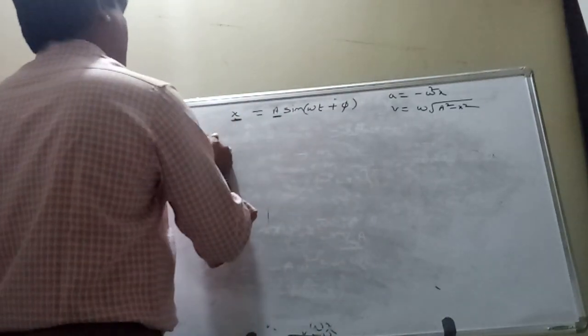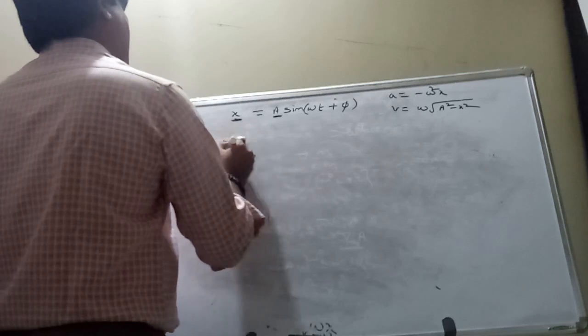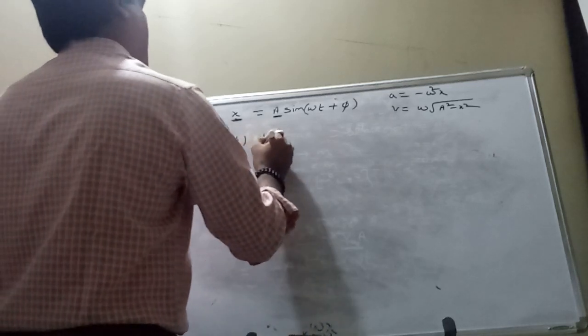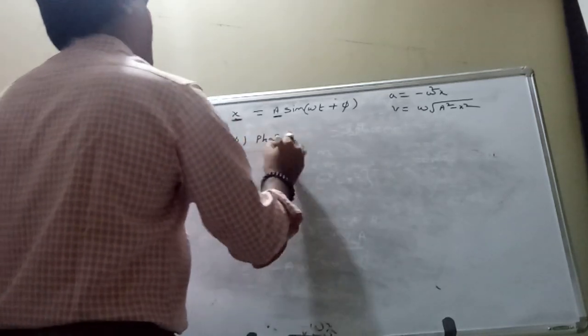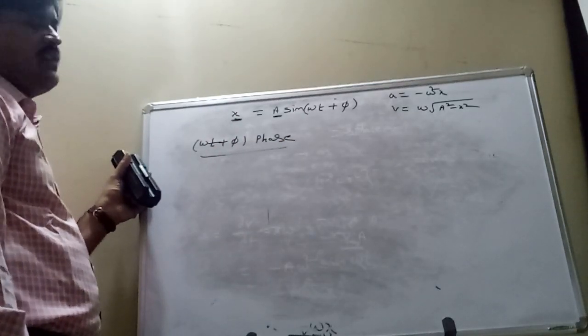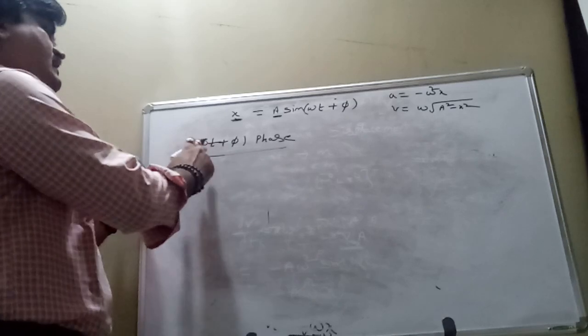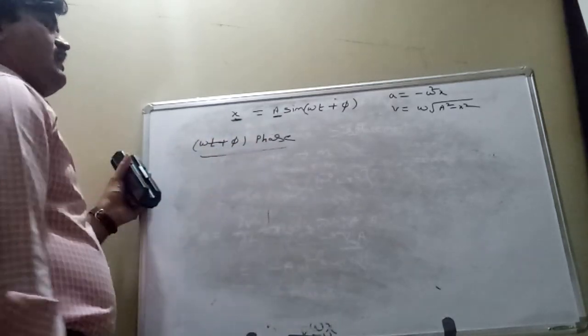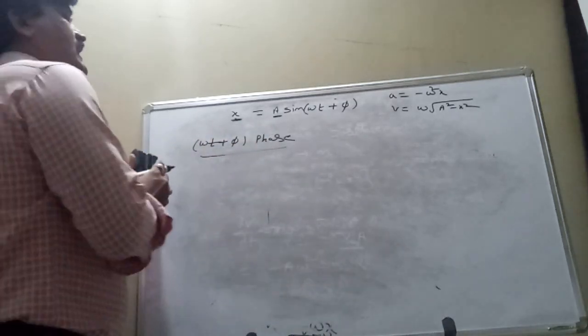Next, phase. Phase is the position and direction. Phase indicates wave position and direction. That is called phase: omega t plus phi. That is a phase.